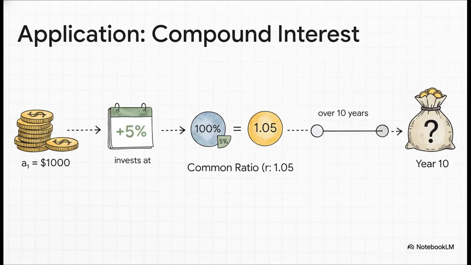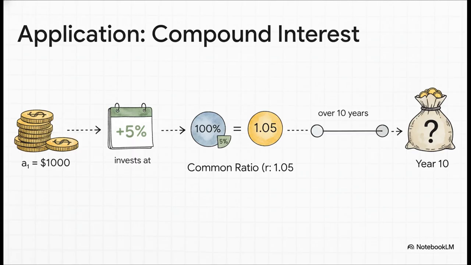So imagine you invest $1,000 with a 5% annual interest rate. Your starting term, A sub 1, is that $1,000. Now what's R? It's 1.05. And why? Because each year you keep 100% of your money, plus you get another 5%. So you're multiplying by 105%, or 1.05.